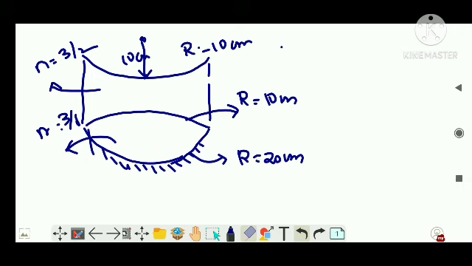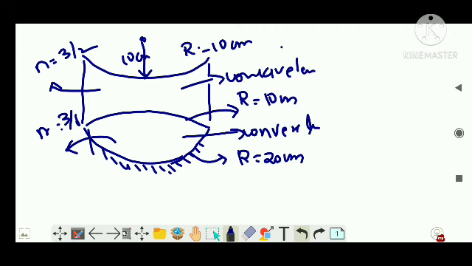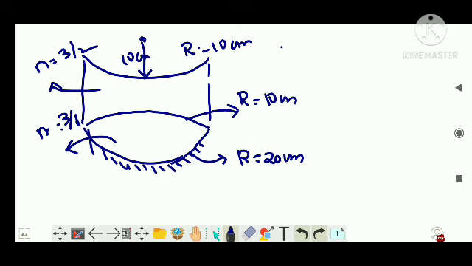This is a concave lens. This is a convex lens, and there is a concave mirror, right? Clear? You're asked what will be the final position of the image, right? So we are going to remove some of the things because that is not required, because I hope you understood what it is. Okay, so how can I write?